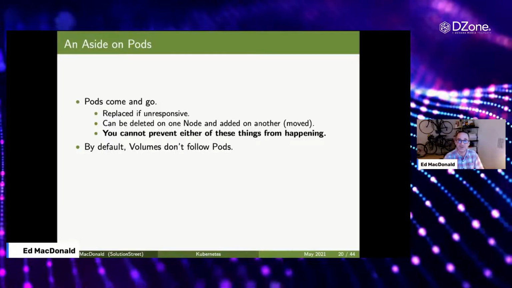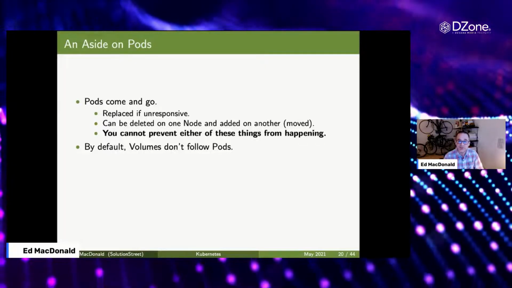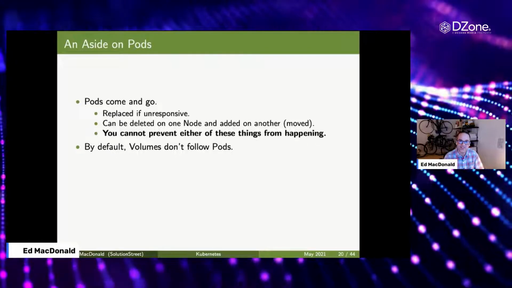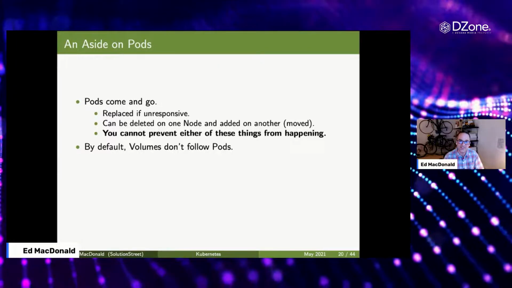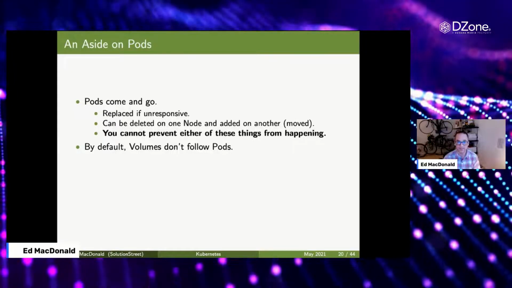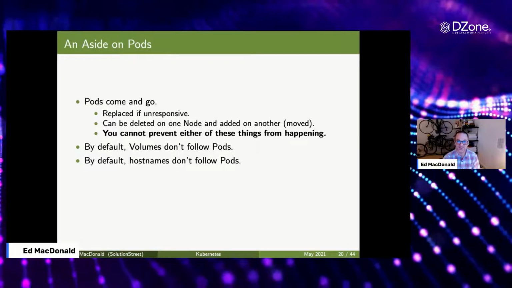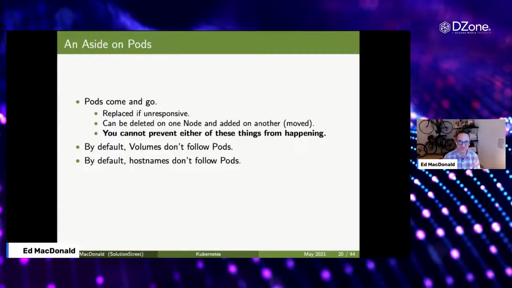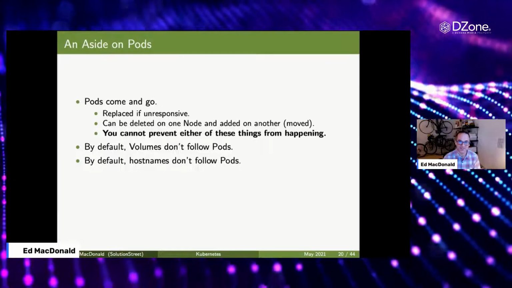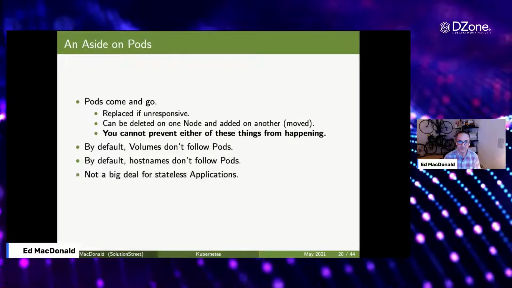So what happens when one of these pods dies or is moved? Well, by default, volumes don't follow pods. Volumes are the things that the pod maps for you so that your containers can see and store things in them. By default, host names don't follow pods either. Every pod has a host name. For stateless pods, it doesn't do you any good to know the host name, because if the pod moves, it won't be addressable by the same host name.